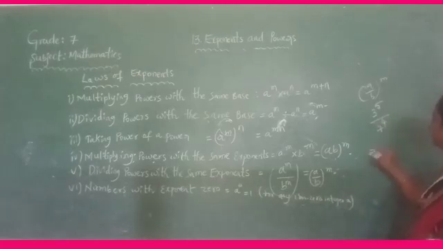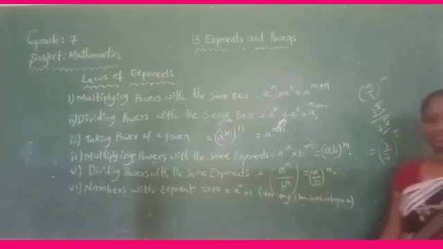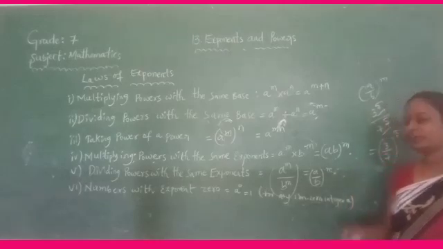Suppose 3 to the power of 5 and 7 to the power of 4. Okay, so the bases are different. So here, sorry, the exponents are the same. How can you write this one? 3 by 7 whole to the power of 5.